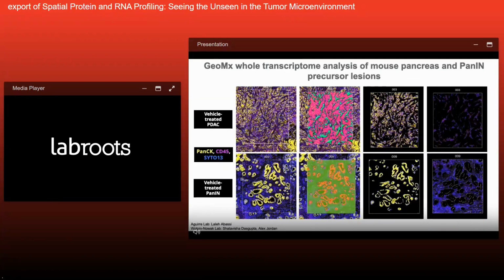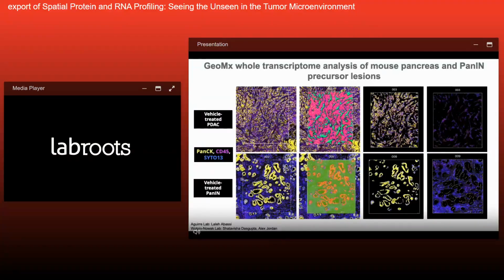To overcome this heterogeneity, which would cause significant problems if you did single cell or single nucleus sequencing out of an entire mouse pancreas, we again turned to spatial transcriptional profiling, where we could morphologically identify pure regions of either invasive cancer or PANIN, and then study the transcriptomes that are coming from the epithelial cells or the surrounding stromal and immune cells.